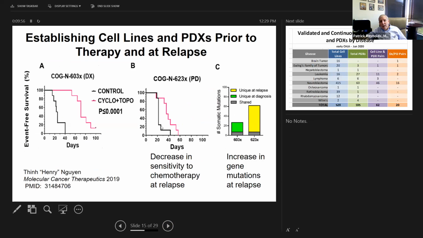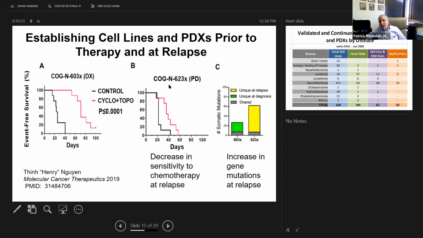This is some data on some PDXs, one established at diagnosis, and then from the same patient at progressive disease. Henry Nguyen published these in his MCT papers looking at another drug, but he wanted to compare that to the cyclotopo results. And looking at cyclotopo here, you see that the response diminishes in the survival of the mice remarkably, and significantly, in these patient-derived xenografts established after the patient had relapsed.